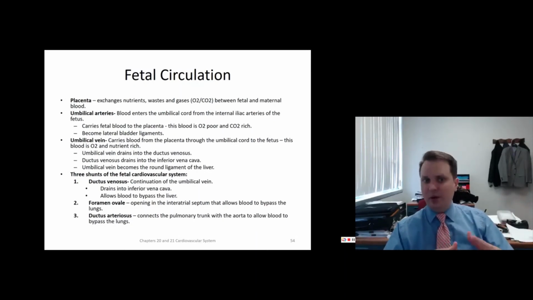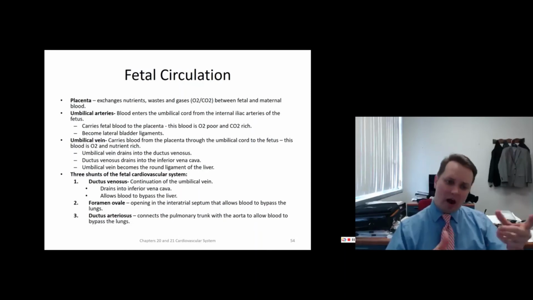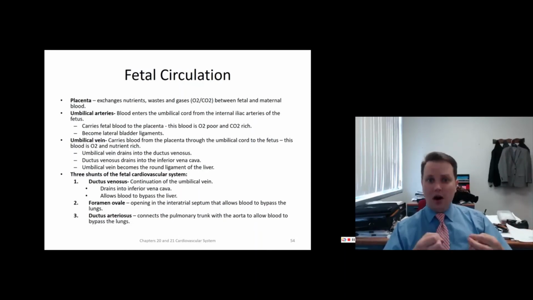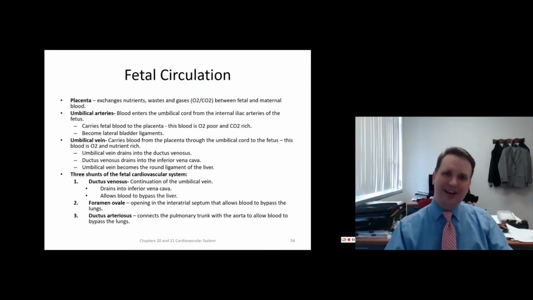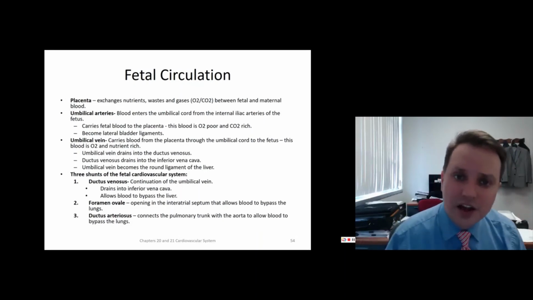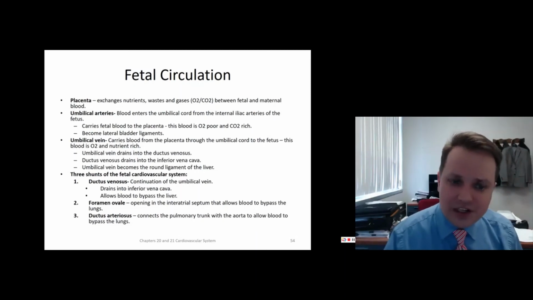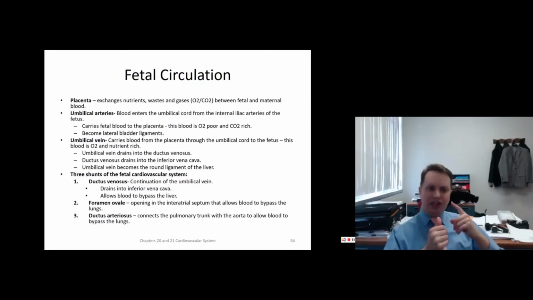And that's why we want to bypass a lot of these things. We're going to let our liver and lungs develop while our bones and things like that are forming, and some of the other organs are forming who need it really intensely. So it's basically these 3 shunts. I want your drawing to include these: the placenta, your umbilical arteries and veins, your ductus venosus, foramen ovale, ductus arteriosus, and I want it to include O2, CO2, and nutrient content when discussed.